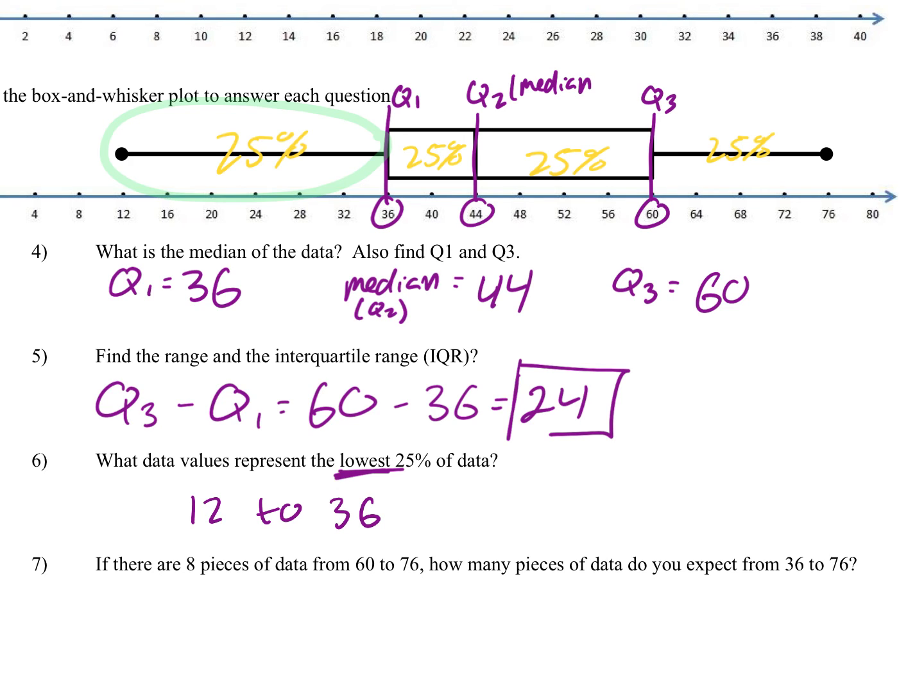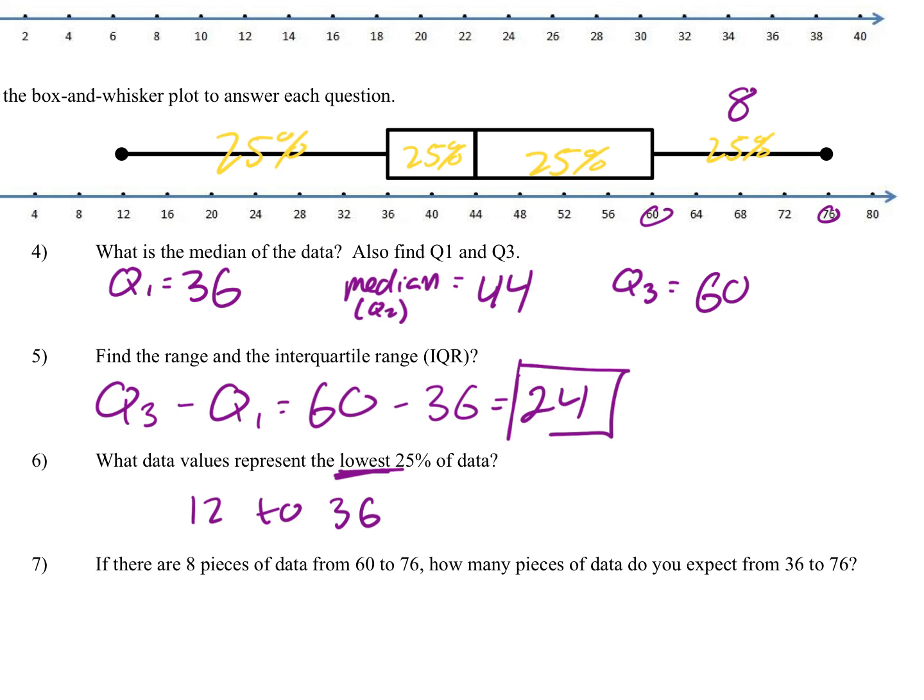Okay, so for this next part, I'm going to erase most of what I have written here on my graph, except for the 25%, because that's what we're going to be using here. So it says if there are 8 pieces of data from 60 to 76. Okay, well, here's 60 to 76, and there are 8 pieces. How many pieces of data do I expect from 36 to 76?